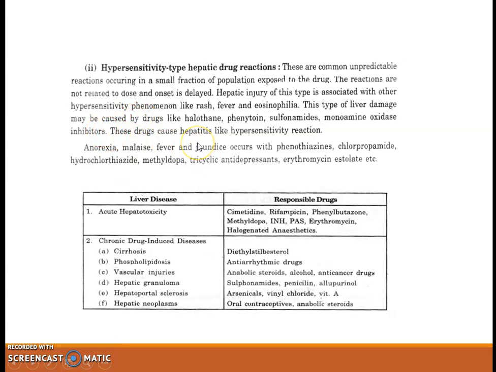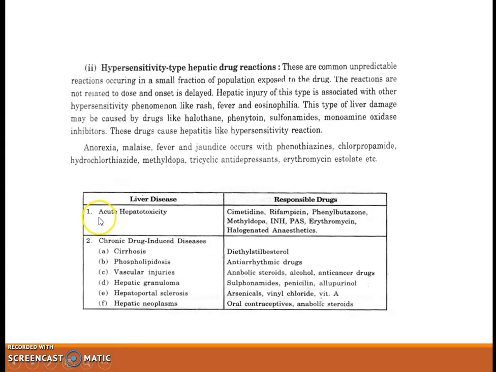These drugs cause a hepatitis-like hypersensitivity reaction. Anorexia, malaise, fever, and jaundice occur with phenothiazine, chlorpropamide, hydrochlorothiazide, methyldopa, tricyclic antidepressants, and erythromycin estolate. The following table shows liver disease and the responsible drugs for the same.